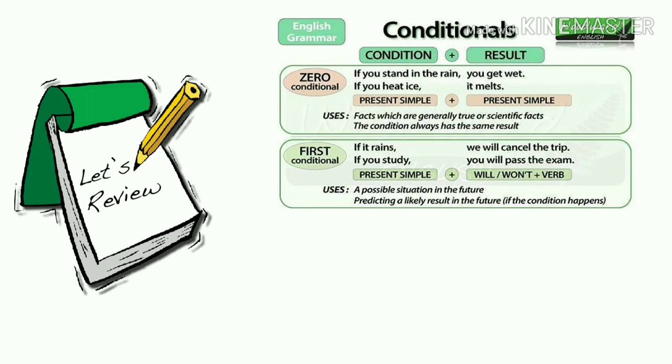Now, conditional type 1 is composed of if plus simple present plus will plus verb. Will or won't, affirmative or negative form, means we use the future. If it rains, we will cancel the trip. If you study, you will pass the exam. It talks about a possible situation in the future, predicting a likely result in the future if the condition happens.